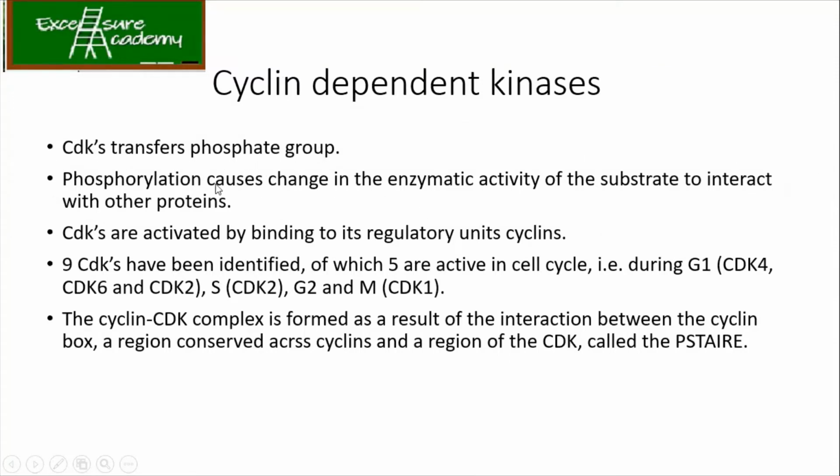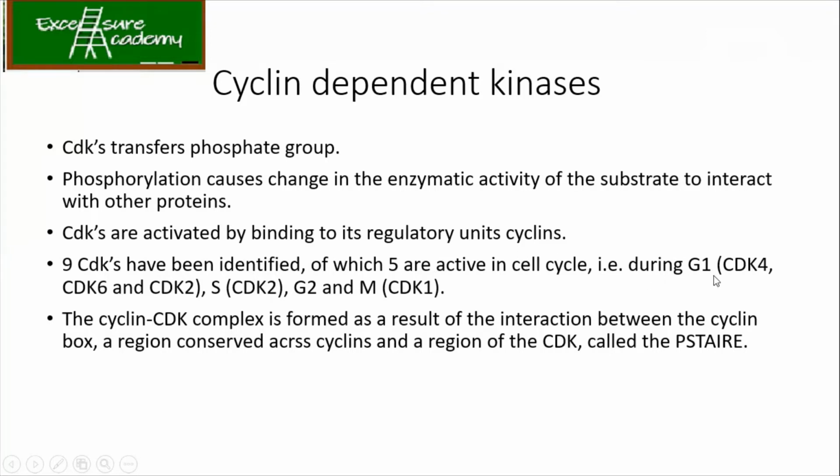So they transfer the phosphate group. Phosphorylation causes a change in the enzymatic activity of the substrate to interact with other proteins. So mainly, if you remember, I have said also that in cell cycle regulation, mainly phosphorylation is taking place, so either it is going to make it active or inactive. Okay. So CDKs are activated by binding to their regulatory units called cyclins. Till now, 9 CDKs have been identified, of which 5 are active in the cell cycle.